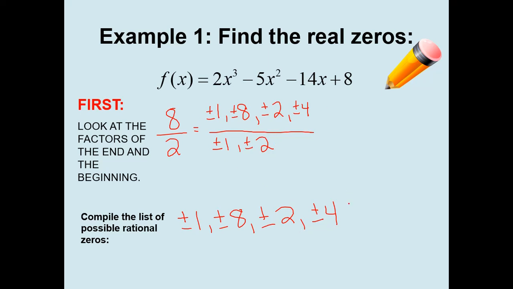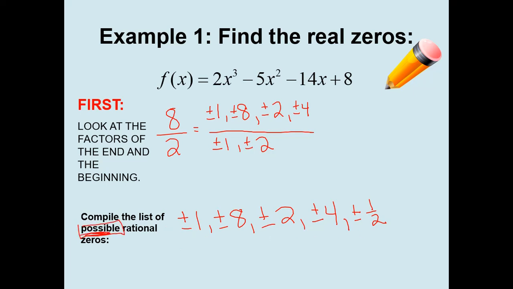So 1 over 2, it's going to give me a half. 8 over 2, well, that's just 4, right? And I already have 4, so I don't need to put 4 back down there. 2 over 2, that's just 1. I already have that. And then 4 over 2, that's 2 as well. So I don't need to put those ones either. So this is my list of possible rational zeros.